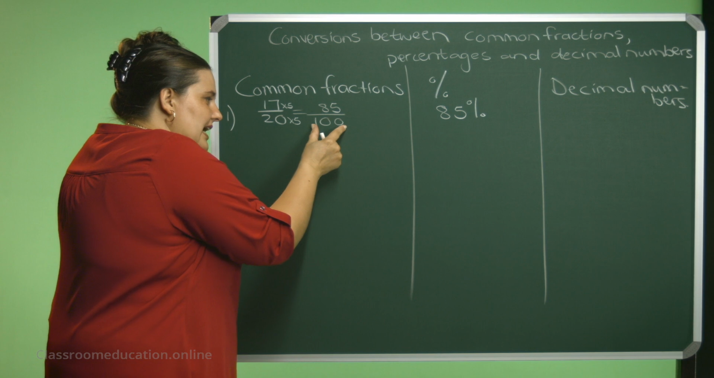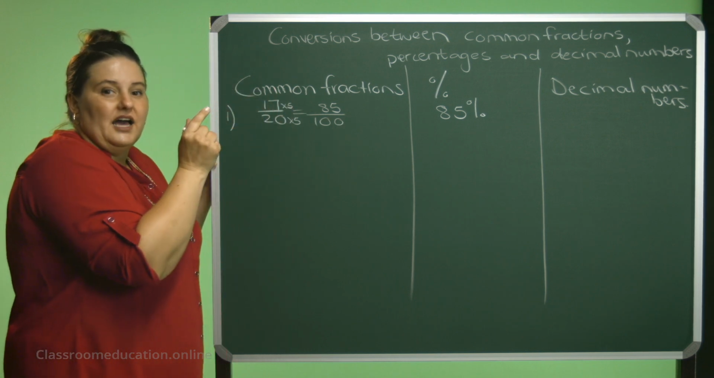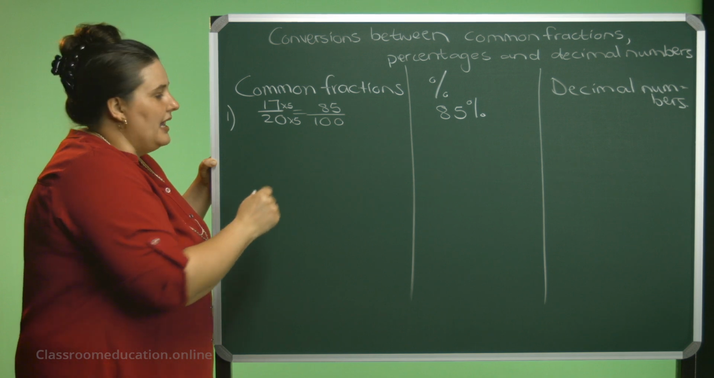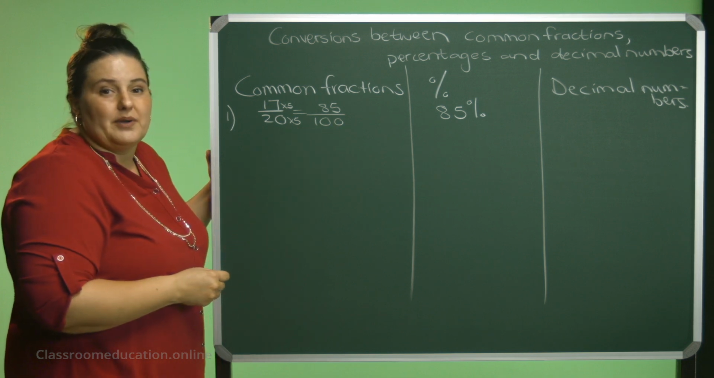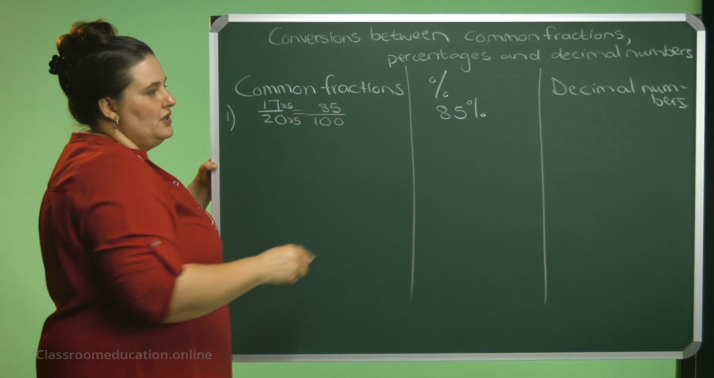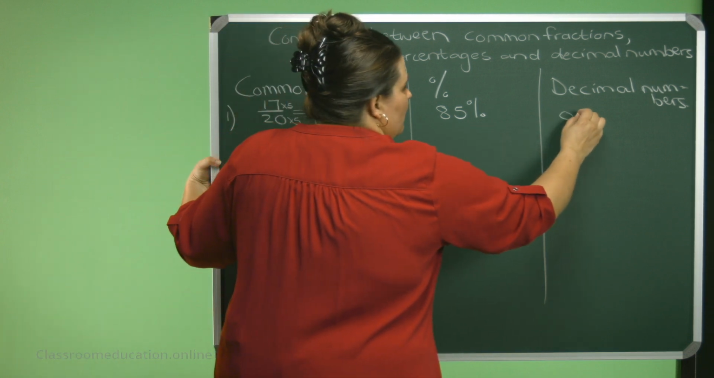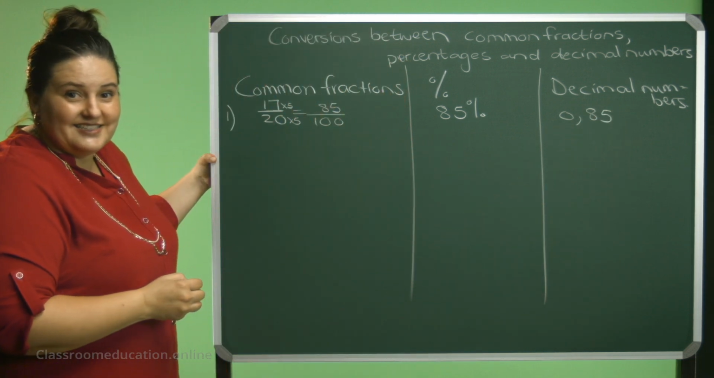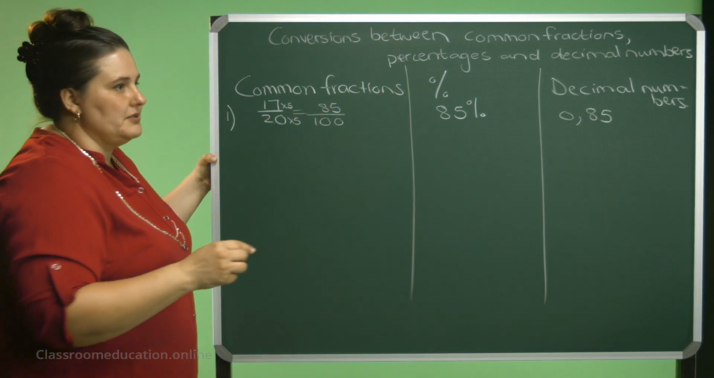And once it's out of 100, I can actually write it now as a decimal number. Out of 100 means we are talking about hundredths. I have 85 of them. So this will become 0.85. You understand? Let's do a couple more examples.